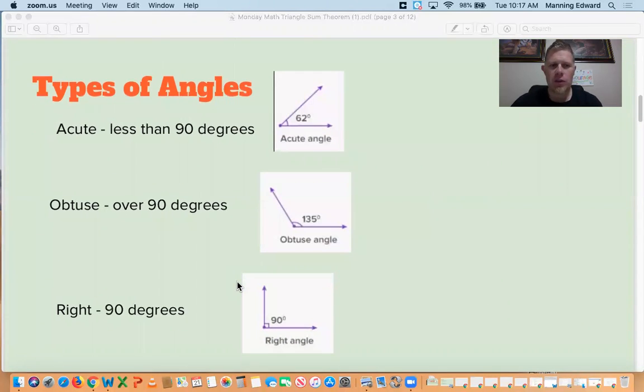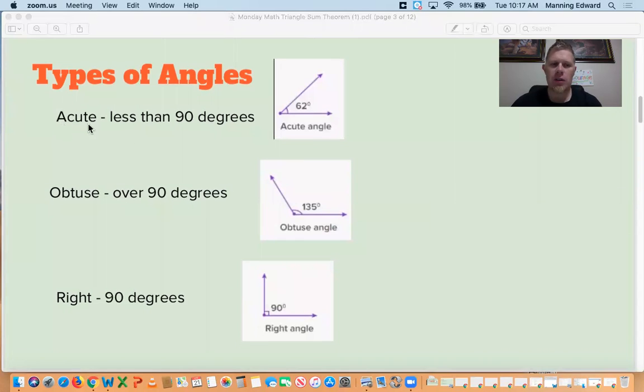So there are different types of angles. We have an acute angle, less than 90 degrees. So anything less than 90, like 89.9, would be an acute angle. Obtuse is over 90, so that would be 90.1 all the way up to 359. Until you get to a full circle, you're talking about an obtuse angle.